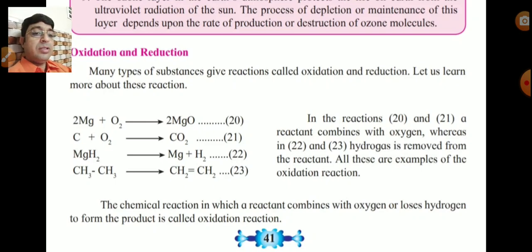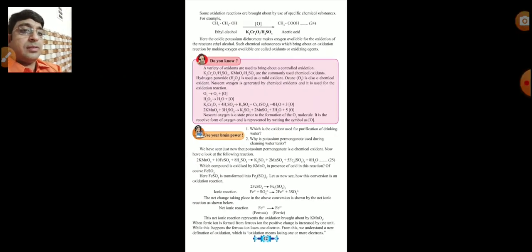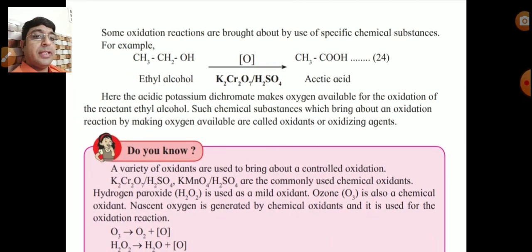So what is the definition? Define oxidation reaction. A question is asked like this, with the help of an example. The chemical reaction in which a reactant combines with oxygen or loses hydrogen to form the product is called oxidation reaction. This is the meaning or definition of oxidation reaction that we confirm from the above examples. So you underline this definition.